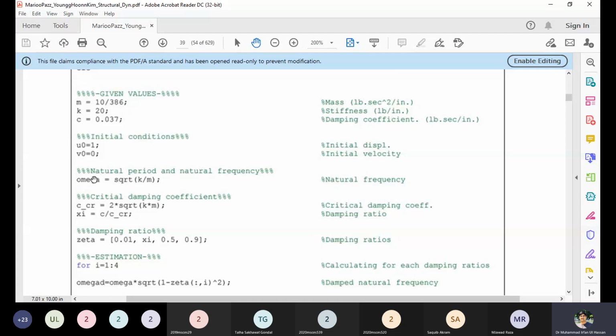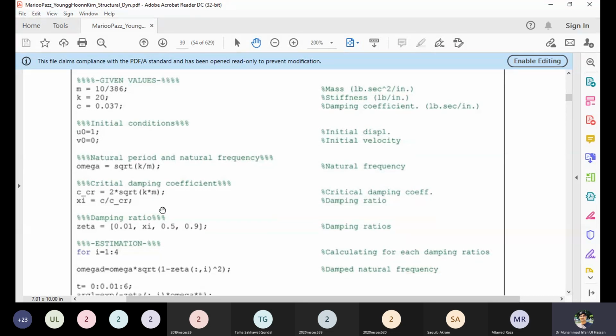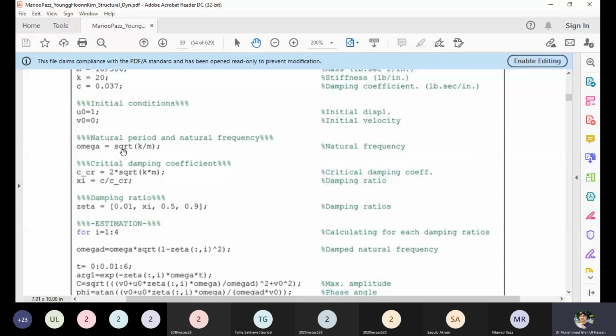Omega is the computed undamped natural frequency, square root of K over M. So SQRT, this function is used in MATLAB. Then you can determine the critical damping, 2 under the root K into M, and then you can determine the zeta value. Zeta is the ratio of C over CCR. We computed CCR, so from here zeta comes.